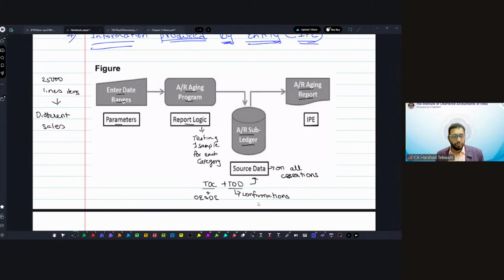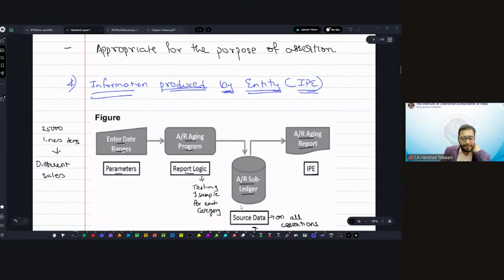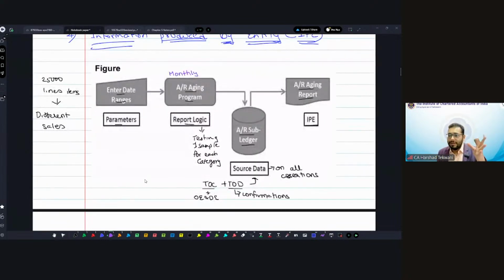Answer is no. So this testing of one sample for each category has to be done report-wise, for each and every report that you have. Let's say, for example, if you are pulling out monthly reports, will you test one sample for each month in all the 4 categories? How will you do that? Let's say this AR program is run monthly. The frequency for this program is monthly. Will you test one sample for each month?